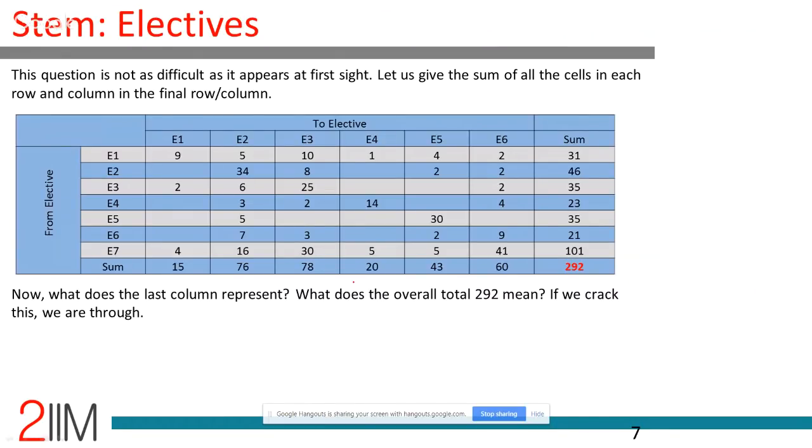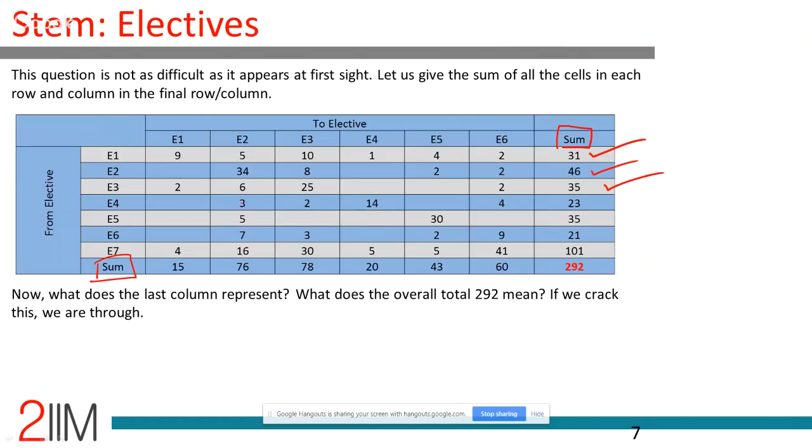I've helped you out here, filled in some, added an extra column and an extra row. And so I've said, I'm going to capture all the sums here and all the sums here, the total here. So 9 plus 5, 14, 24, 25, 29, 31. That works. 34 plus 8, 42, 44, 46. That works. 2 plus 6, 8, 8 plus 25, 33, 35.